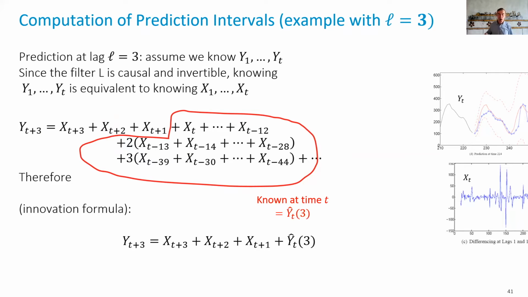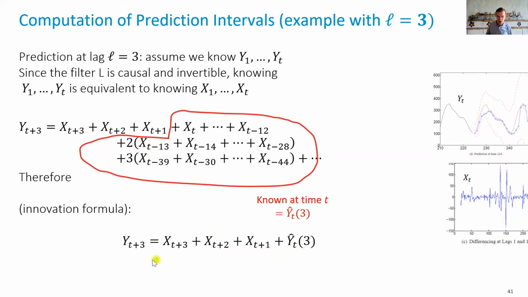We have obtained y hat t of 3 with another formula, but this is another representation of the same quantity. Why am I saying that? Well, because that gives me this formula here. I can say that the exact random value of y t plus 3 is equal to the sum of the filtered terms, which are random and unknown at time t, plus this, which is known at time t. This has a name, it's called the innovation formula.